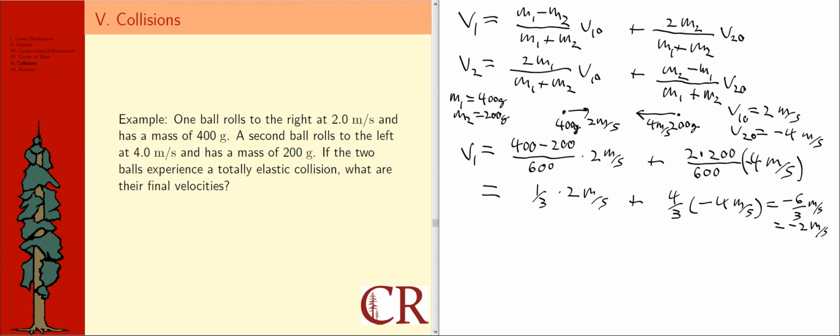Well, that's kind of interesting. That is the same magnitude of speed as the 400 gram object initially had, but when it bounces off, it's going at 2 meters per second to the left instead of to the right, so it's almost like it just bounced off the other object. Maybe there's something interesting there, right? Let's look at V2. Maybe it'll do something similar to that, right?